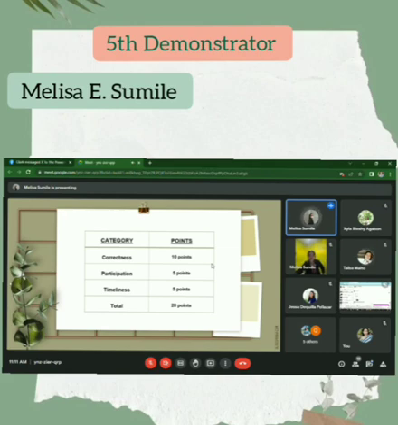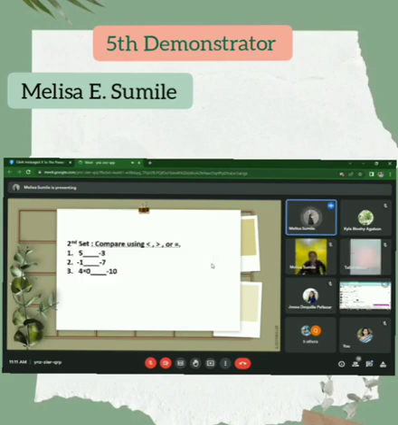Done, ma'am. Okay, what group? Group 2? Group 2, ma'am. Okay, very good. So, group 2, Taiba and Jovelyn Tijano, you can now start to present your output. The second set.